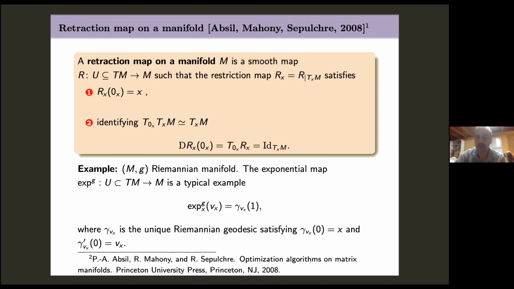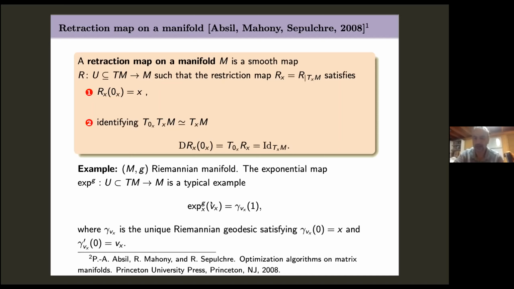It is the example of a Riemannian manifold. Precisely, the exponential map associated to a Riemannian manifold is a typical example of a retraction. These two properties are exactly reproducing the behavior of the exponential map for a Riemannian metric. And this is the situation where this gamma is precisely the unique local Riemannian geodesic satisfying the initial conditions. This is the typical example, but working on manifolds, it is difficult to find this exponential map.